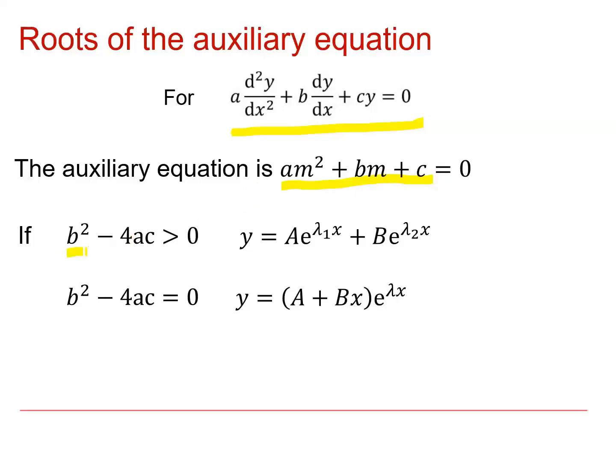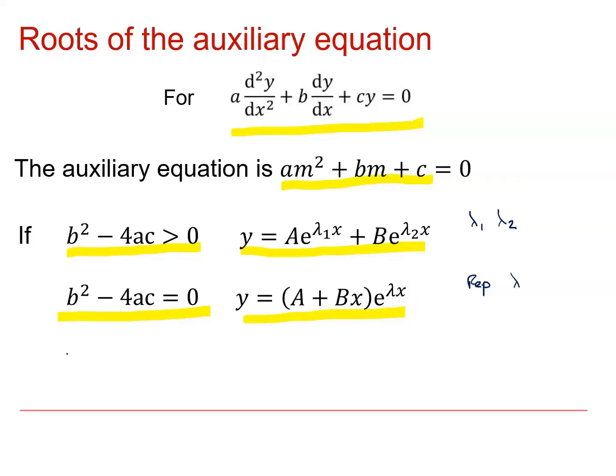If the discriminant b squared minus 4ac is greater than 0, we get two distinct real roots. Let's call those lambda 1 and lambda 2, in which case we get this as the general solution, a e to the lambda 1x plus b e to the lambda 2x. If b squared minus 4ac is equal to 0, then we get a repeated root, let's call that lambda, in which case we get a general solution a plus bx e to the lambda x.